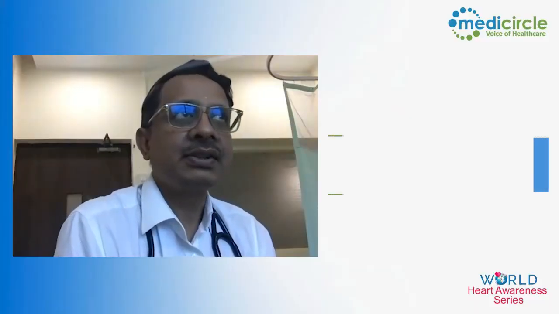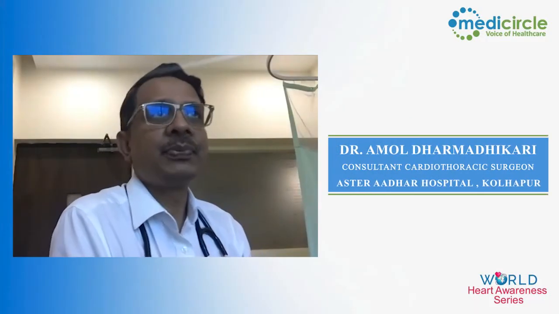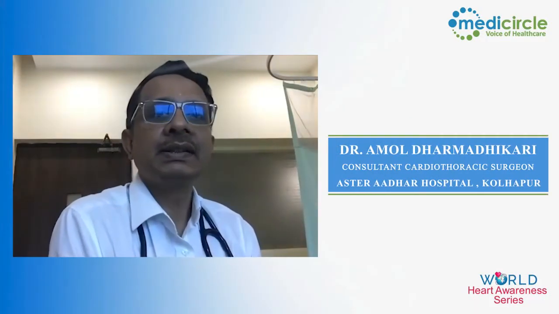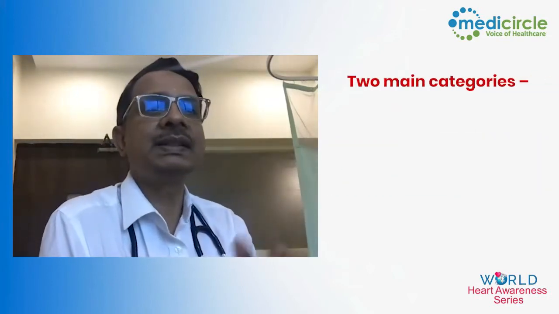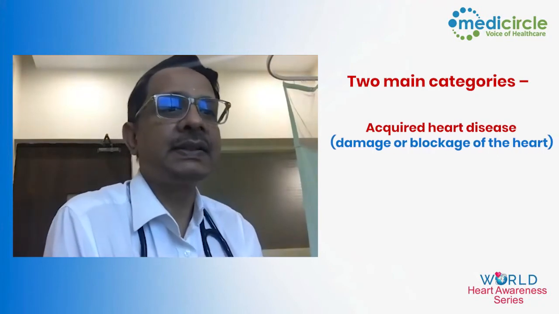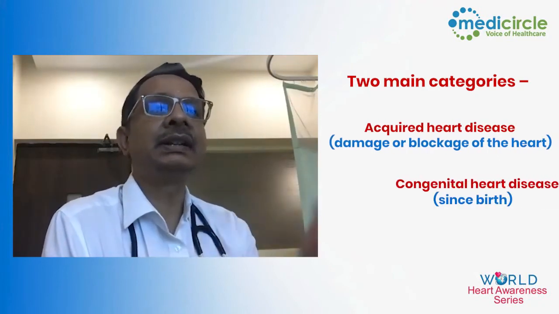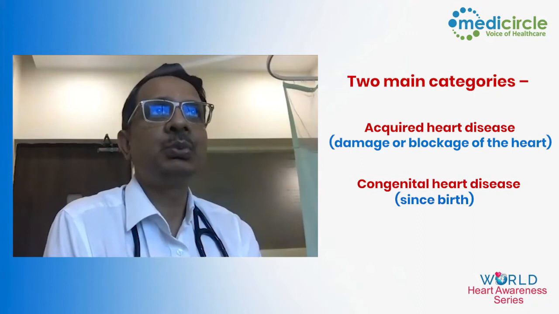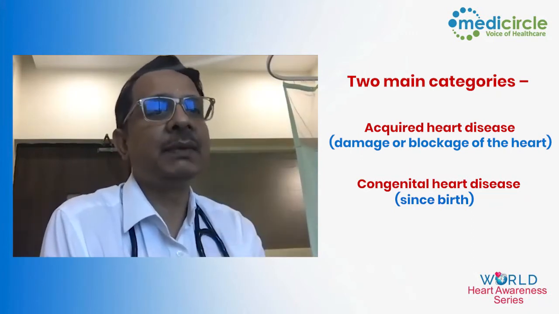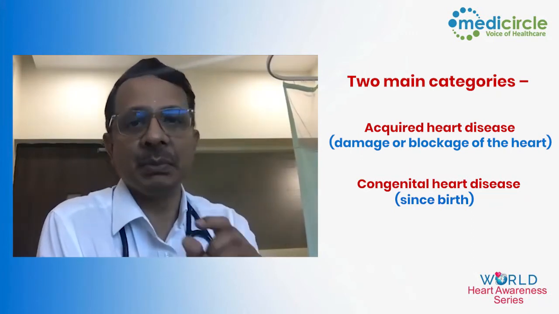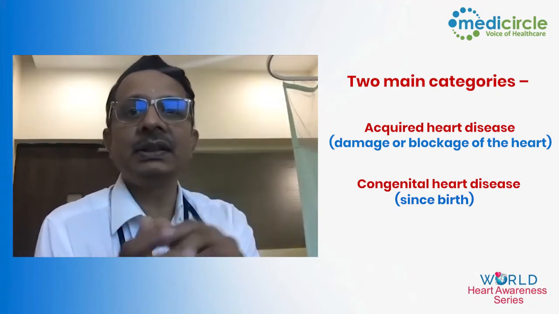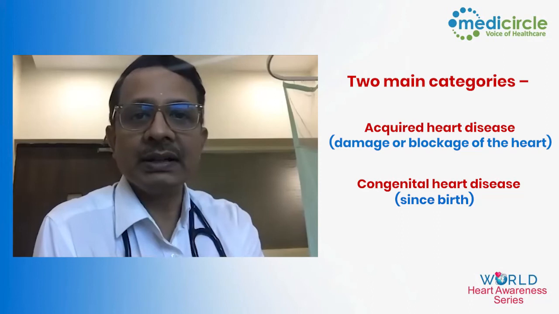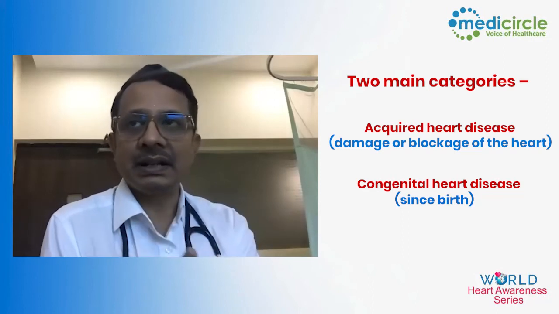Heart disease is actually a broad terminology. And we can say there are two main parts to it. One is an acquired heart disease, and one is a congenital heart disease. Now, what do you mean by congenital? It is by birth. If someone has a heart disease by birth, that means there are some different connections in the heart or a hole in the heart, then that is a congenital heart disease.